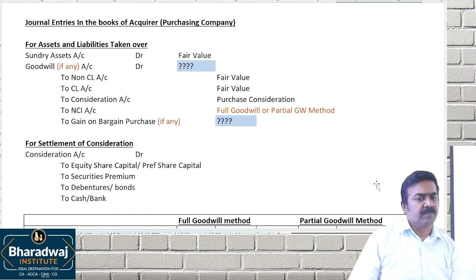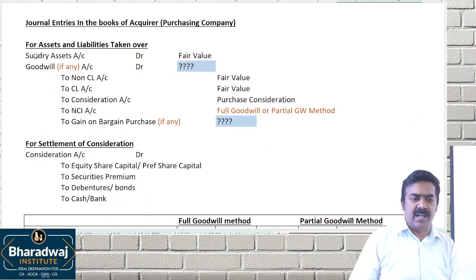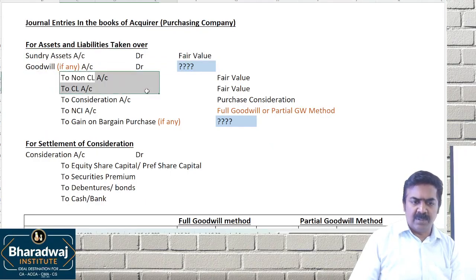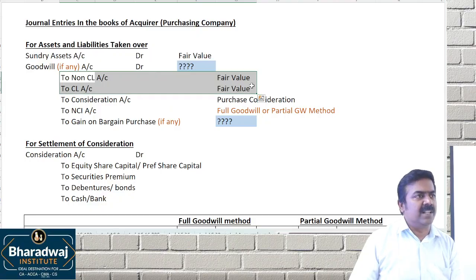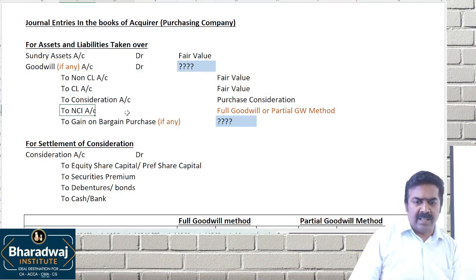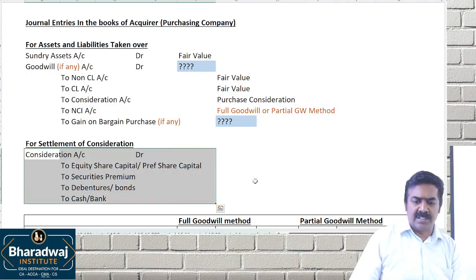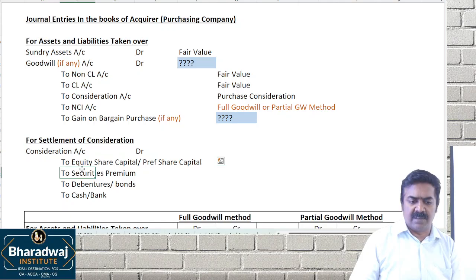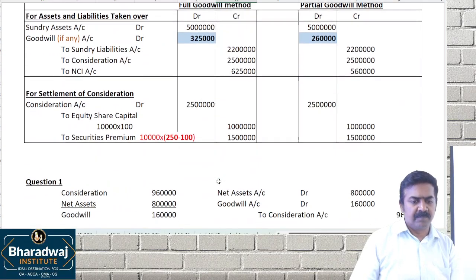Bargain purchase. In the books of the purchasing company, what is the entry we pass? Sundry assets are accounted at which value? Fair value. All non-current and current liabilities at what value? Fair value. Consideration is paid. NCI is taken. The difference will be goodwill or which one? Gain on bargain purchase. Settle the consideration. Consideration to whatever is given. That's what we do. That's what we record.